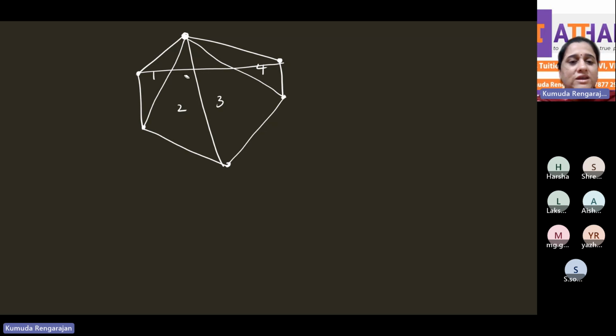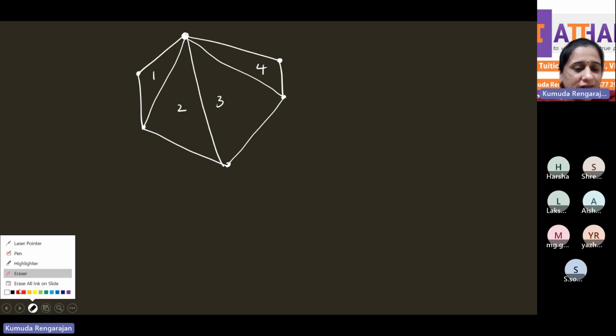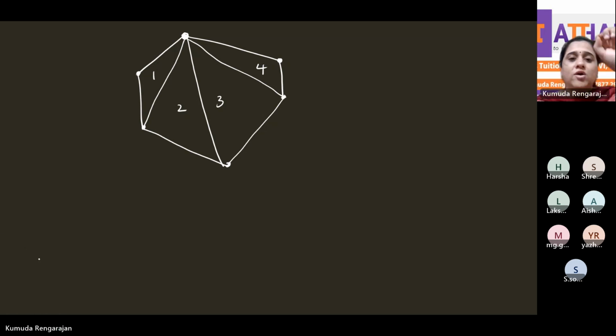That's why I said choose any one vertex, and from that vertex alone, draw line segments joining the other non-consecutive vertices. When you do that, you're able to divide the hexagon into 4 triangles. The sum of the 3 angles is 180 here, 180 here, 180 here.